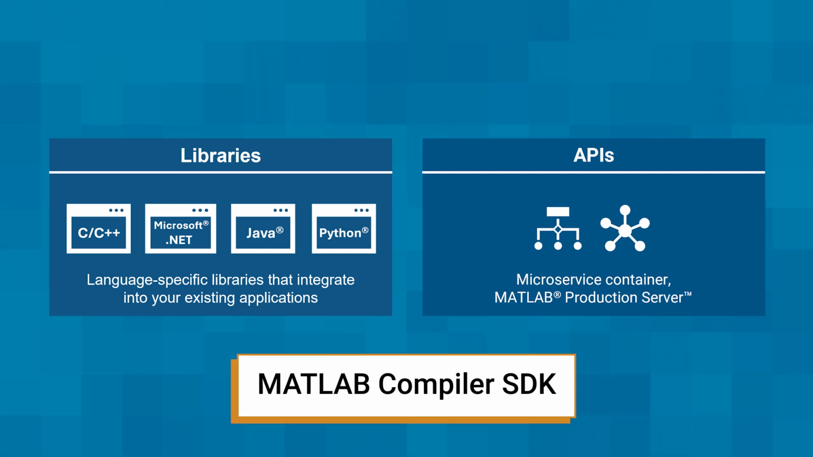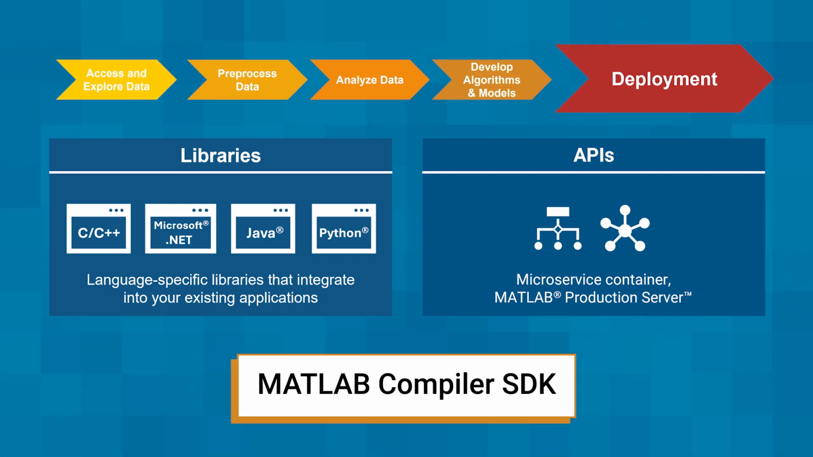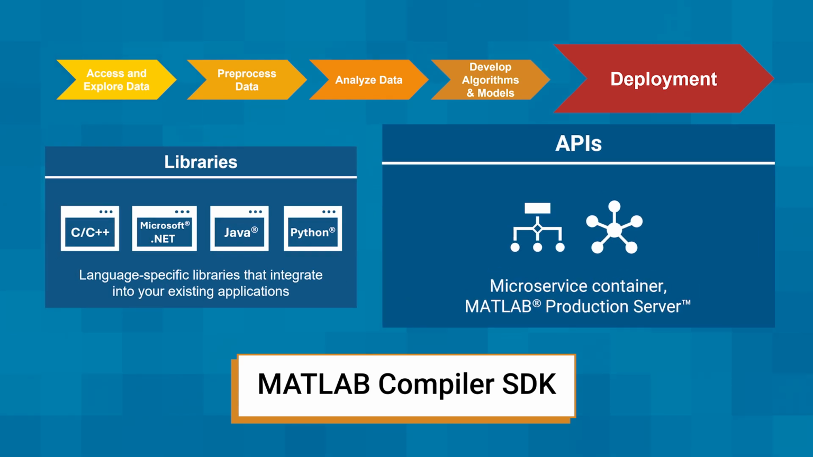MATLAB Compiler SDK is used to generate libraries and APIs that deploy your MATLAB and Simulink algorithms or models into production IT applications. Libraries let you integrate MATLAB and Simulink into your C, C++, .NET, Java, or Python applications. Meanwhile, APIs allow MATLAB and Simulink to plug into service-oriented architectures in web enterprise applications or dashboards.